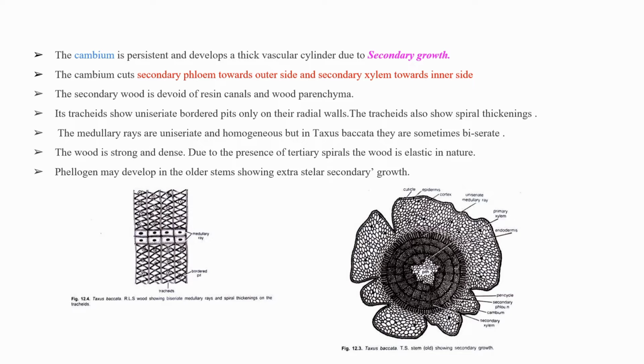The wood is strong and dense. Due to the presence of tertiary spirals, the wood is elastic in nature. Phellogen may develop in the older stems, showing extrastelar secondary growth.